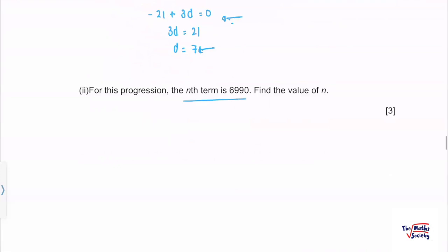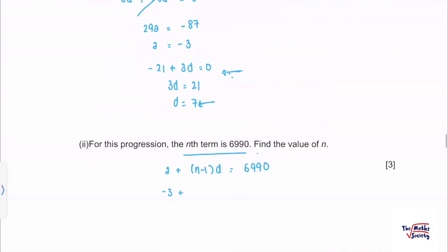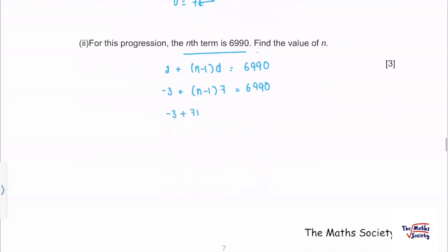And then for this progression, the sum of n terms is 6990, find the value of n. n over 2 times 2a plus n minus 1 d, that's equal to 6990. And we know that a was minus 3 and d was 7. Okay, so it's going to be minus 3 plus 7n minus 7, so that's minus 3 minus 7, so 7n minus 10. 6990, 7n equals 7,000, and n is going to be 1,000. And this is your value of n.